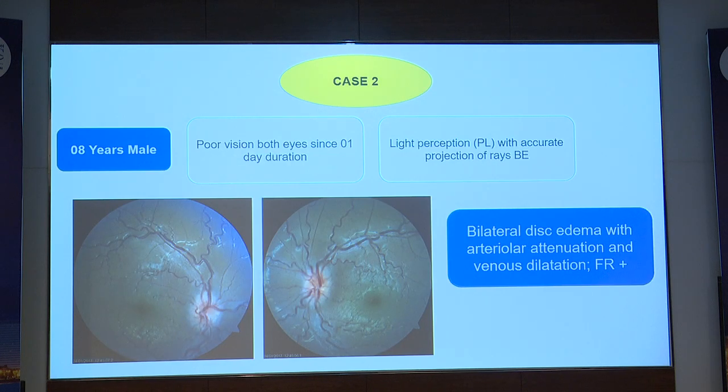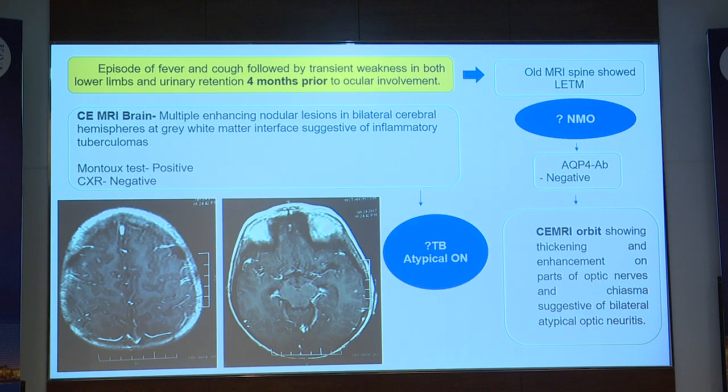A similar case came after a few months. An 8-year-old male presented with the same diminution of vision, profound vision loss to perception of light, and the same fundus picture, bilateral disc edema. He had also had an episode of fever and cough followed by transient weakness in both lower limbs and urinary retention 4 months prior to ocular involvement. The old MRI was suggestive of LETM, so here too we diagnosed the patient as NMO. The aquaporin 4 antibodies were negative, and it was labeled as an NMOSD case.